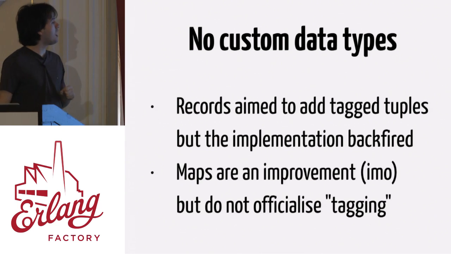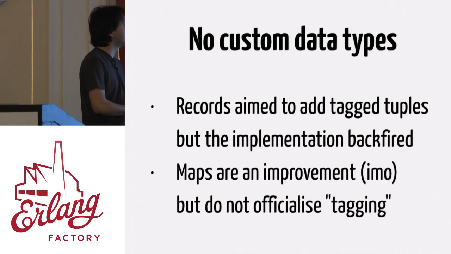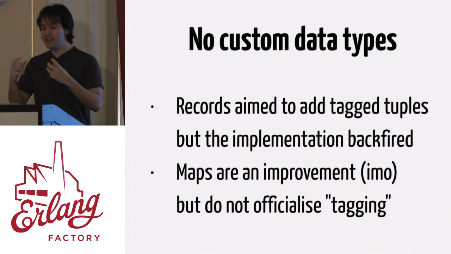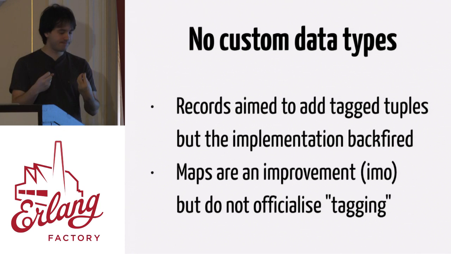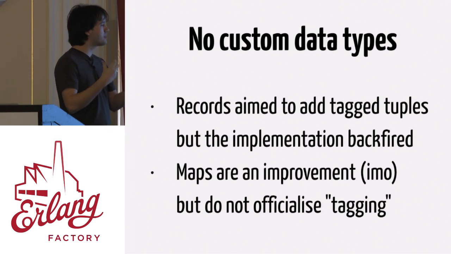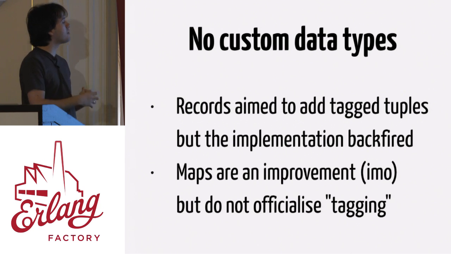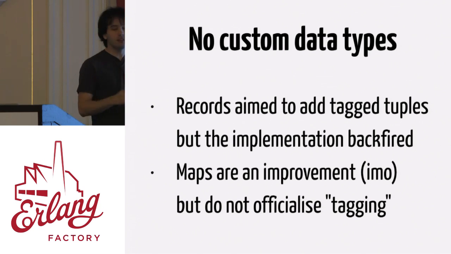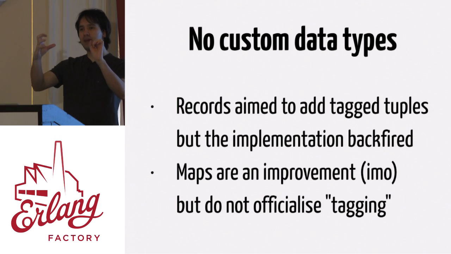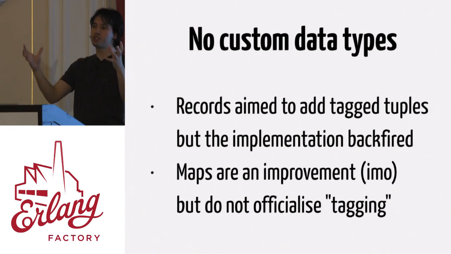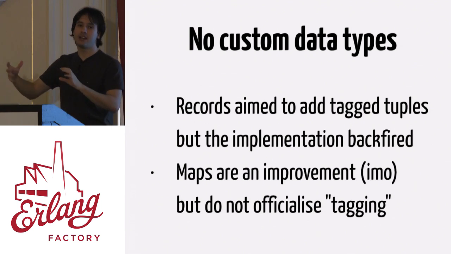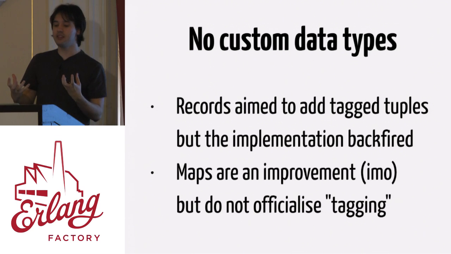And in my opinion, and I know that not everyone agrees with this, maps are a huge improvement when we are talking about adding our own data structures. Maps are an improvement because we can have our own keys and specify which kind of values we want, but they do not officialize tagging. I cannot say, I have this map with this layout, this structure, and then tag it, so that I know all other maps with this tag are going to have the same layout. We don't have this idea yet.